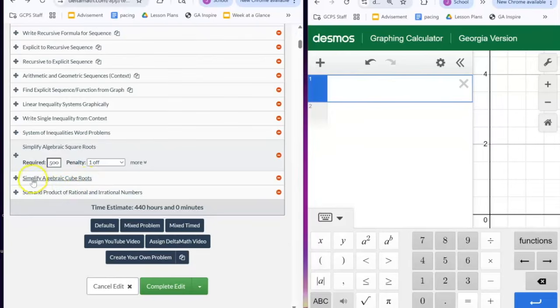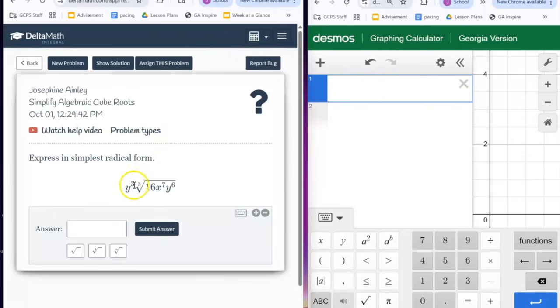We're going to take a look at simplify algebraic cube roots. So cube roots mean 3 cards make 1 book. 3 cards make 1 book. I'm just trying to find a complicated one. That looks kind of complicated.